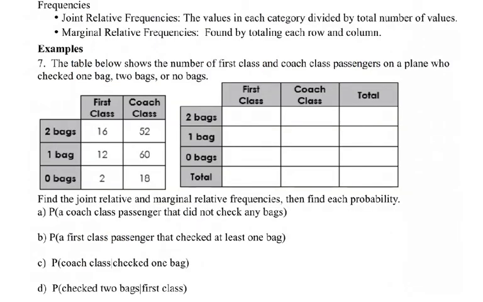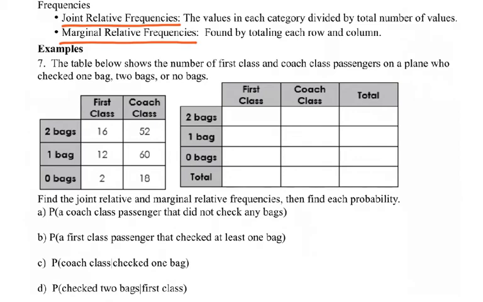Okay, so this one's kind of hard. We're going to talk about frequencies. There are two frequencies we'll talk about. Joint relative frequency, this one right here, the values in each category divided by total number of values, and then marginal relative frequencies, found by totaling each row and column.